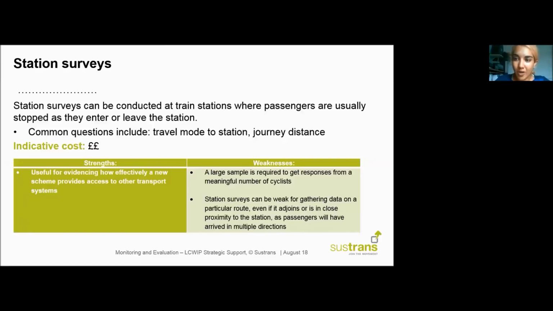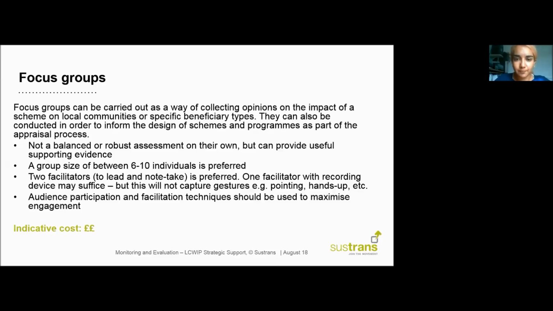Can, I guess, be weak in making inferences around mode shift, as with the parked bicycles, and a large enough sample is usually quite recommended and can be more costly to get.